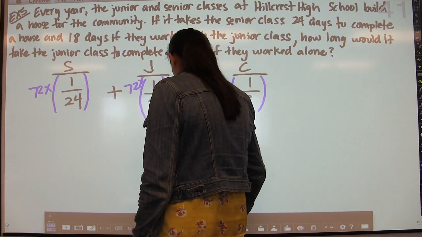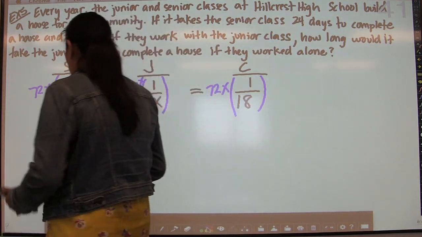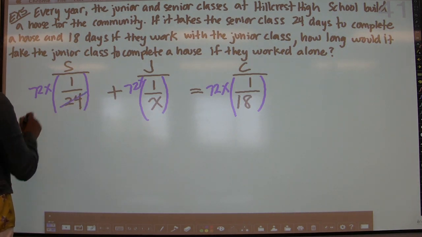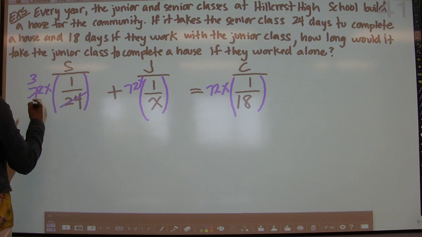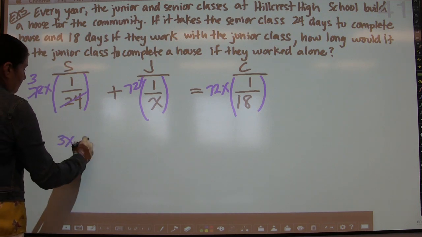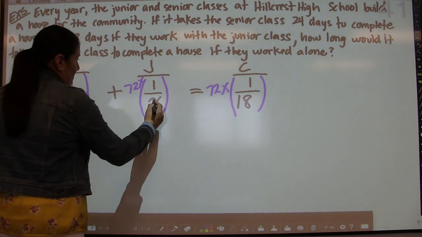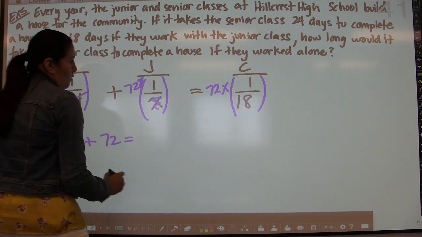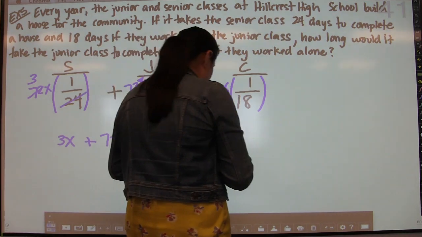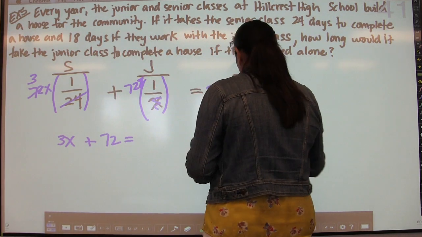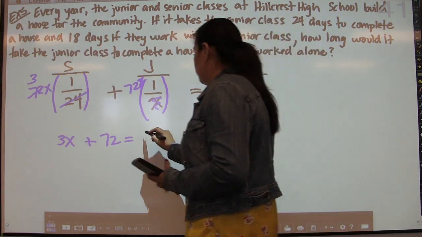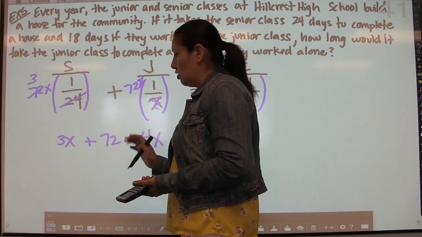Alrighty, so now we're going to go ahead and say that 72 divided by 24 is 3. So this becomes a 3, so we're going to get 3x from here. Here the x's are going to cancel, and you're going to have 72 times 1. And then over here, 72 divided by 18 is going to be 4. So you're going to get 4x times 1, or just 4x. And that really simplified our problem here.